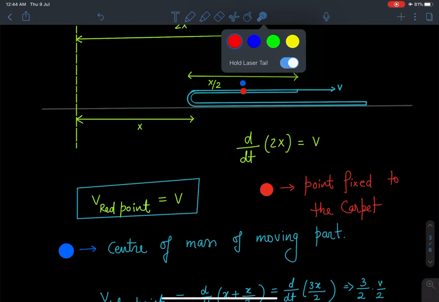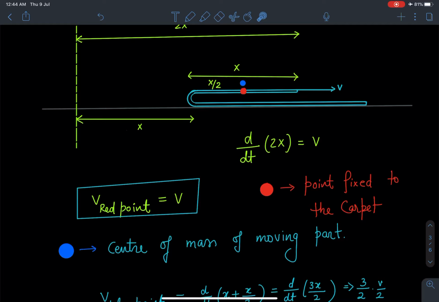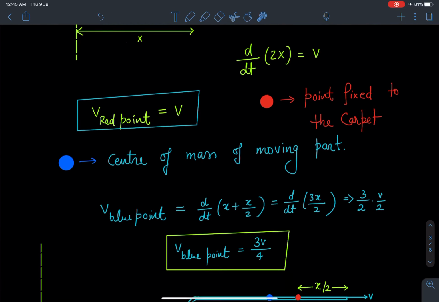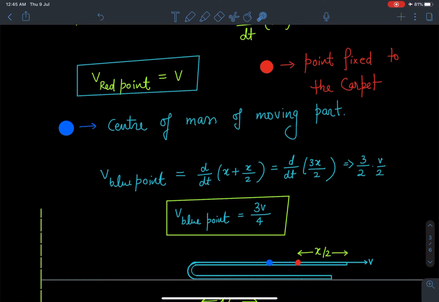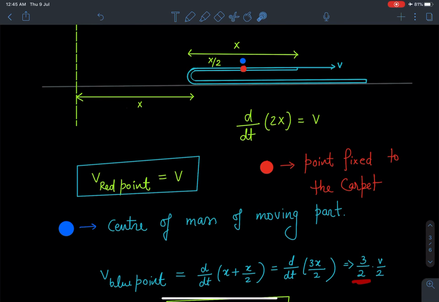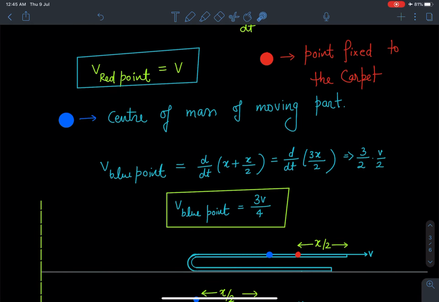The velocity of this blue point is going to be d by dt of 3x by 2. So that is what I am writing here, and I'll be getting d by dt of 3x by 2. I can write it as 3 by 2 dx by dt. Here we have calculated the value of dx by dt, which is v by 2. So we are going to get the answer as 3v by 4.